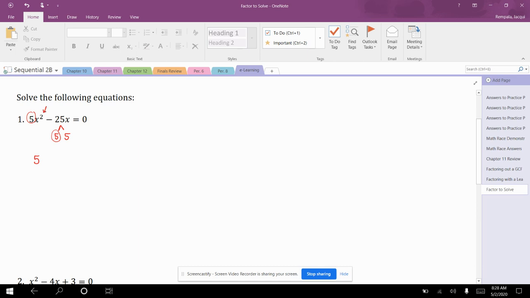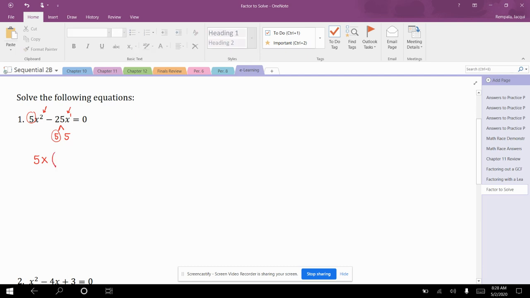Notice that both of these terms also contain a variable. They both have an x. So when you're looking at your x's, you have to take the smaller exponent out. The first term has an x to the second power. That second x really has an exponent of 1. 1 is smaller than 2, so I can only take out 1.